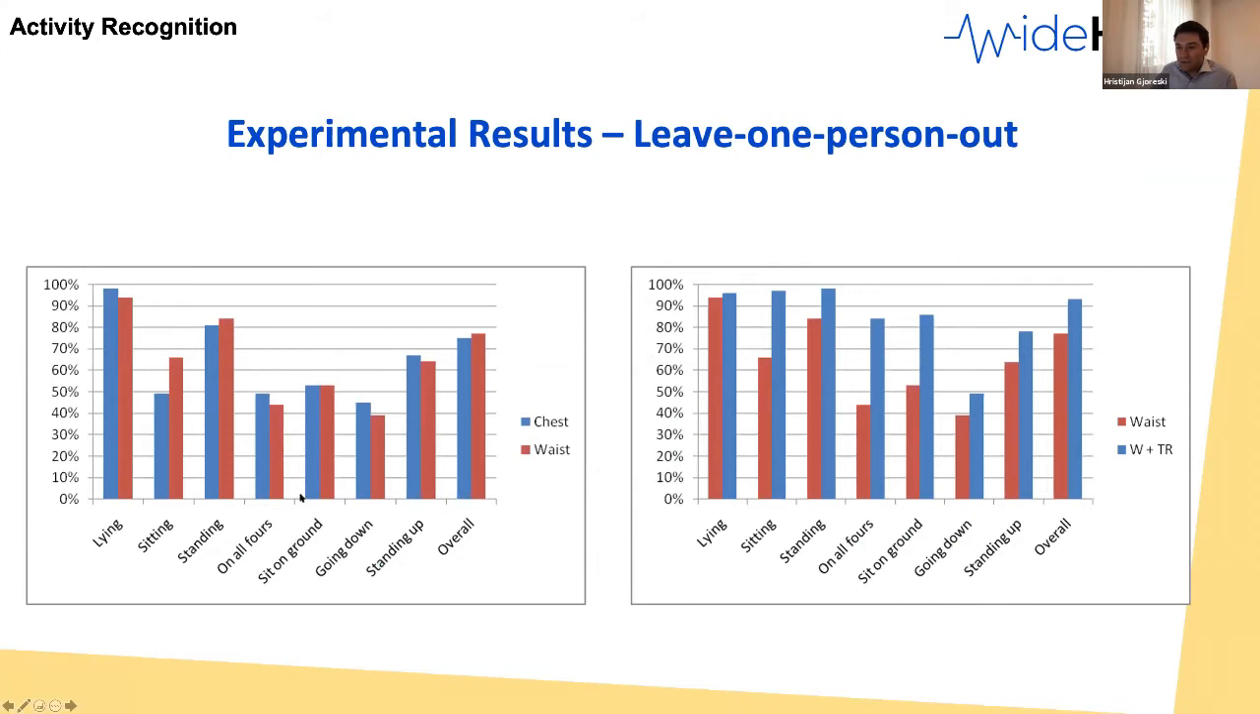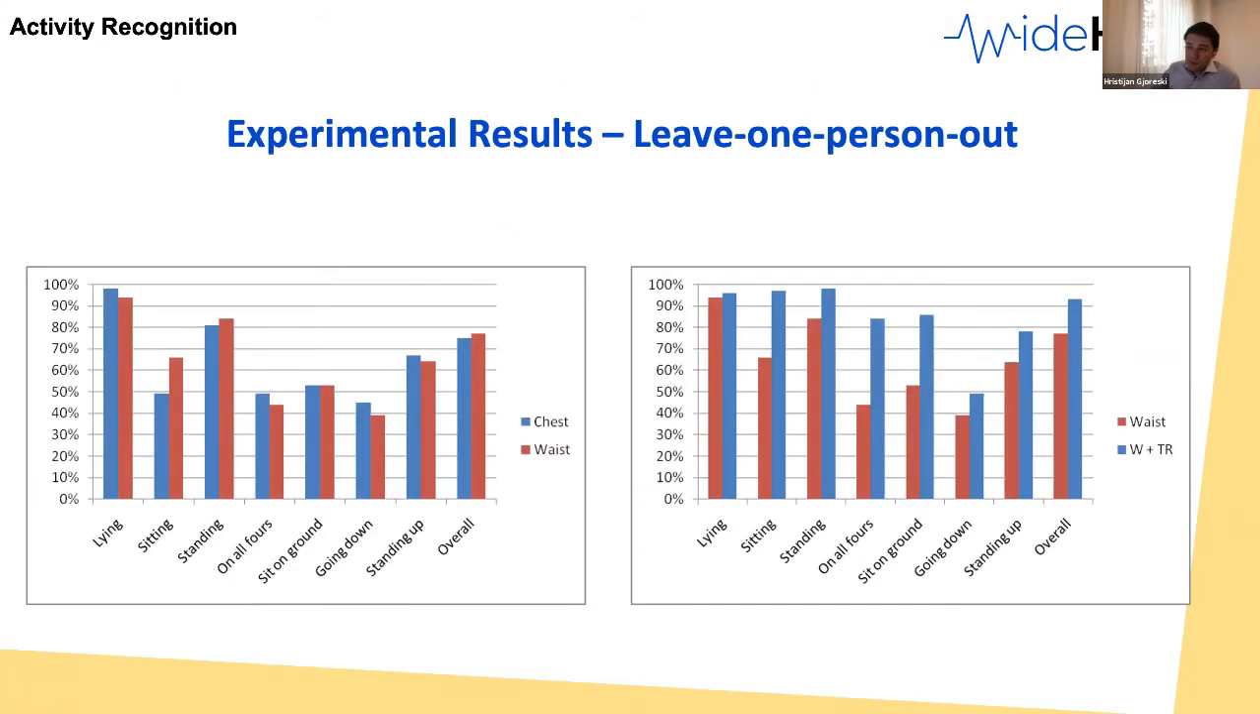Then these kinds of graphs are also quite commonly used in activity recognition. For each of the activities, how well is it recognized? This is the recall value for each of the activities. You can see lying activities are recognized quite well. Standing, going down is not that good. Sit on the ground is 50-50. And these smaller ones, transitions, which do not have a lot of instances, are not that well recognized.